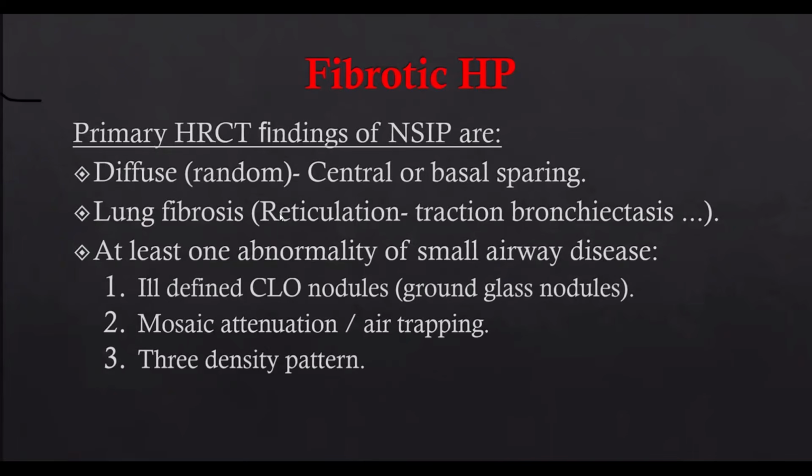So if you have reticulations, coarse reticulations in central distribution or diffuse distribution, apical, near or similar to base, this one is different from UIP. So you can think again: is there any mosaic attenuation, is there any air trapping, is there any ill-defined centrilobular nodules, three-density pattern, you should think of fibrotic hypersensitivity pneumonitis, not UIP.